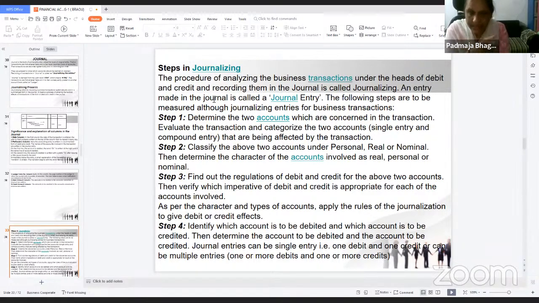That is the first step. The second step is classifying the above two accounts as personal, real, or nominal. So the machinery account is a real account. You have to determine the character of the accounts, in which type of account it is involved. In the third step, you have to find out the rule of debit and credit for the above two accounts. And in the fourth step, you have to identify which account is to be debited and which account should be credited, in journalizing a single entry.